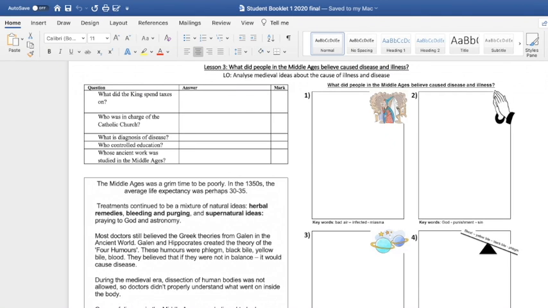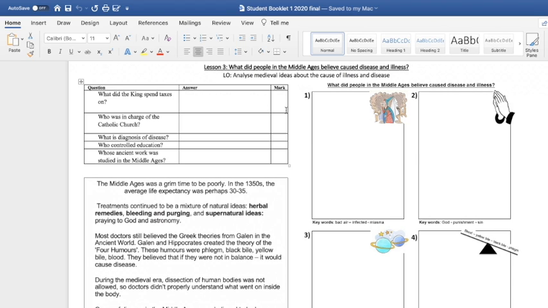Okay, so today we're doing lesson 3 of the medicine booklet. Lesson 3, what did the people in the Middle Ages believe caused disease and illness? By the end of today, we should be able to analyse medieval ideas about the cause of illness and disease.